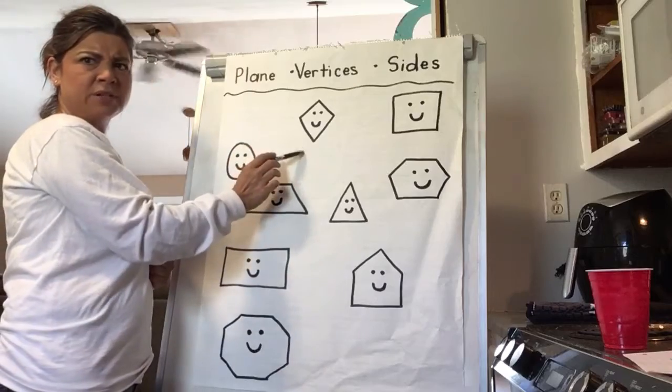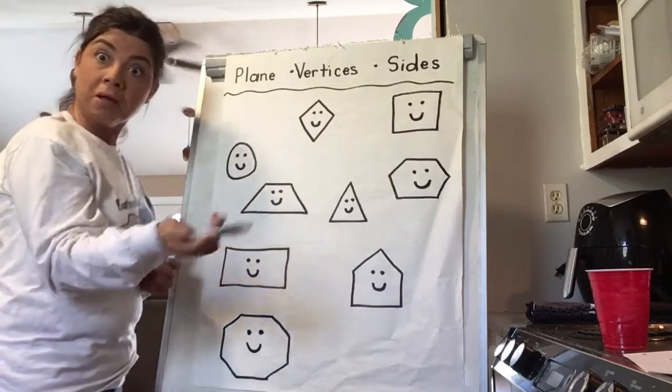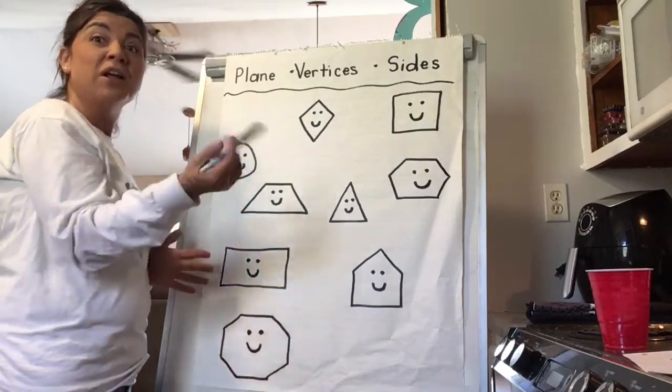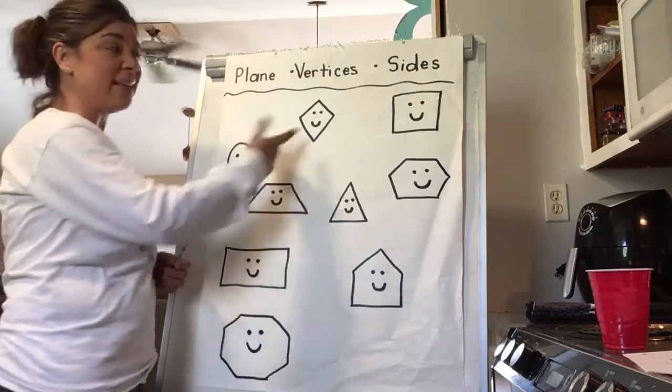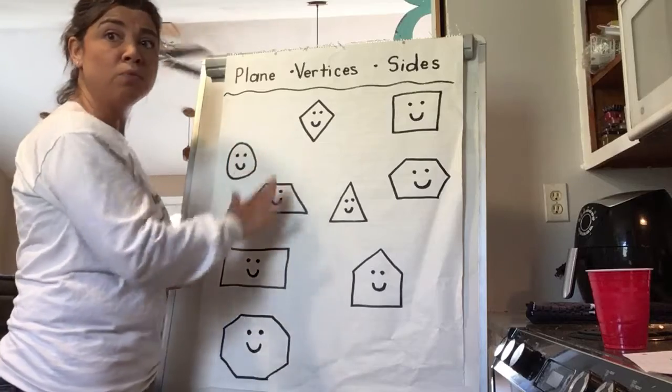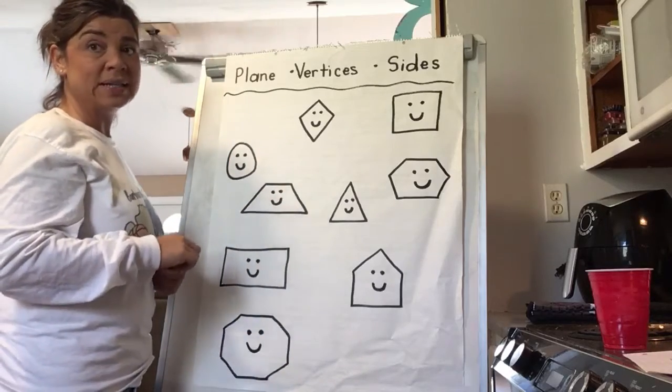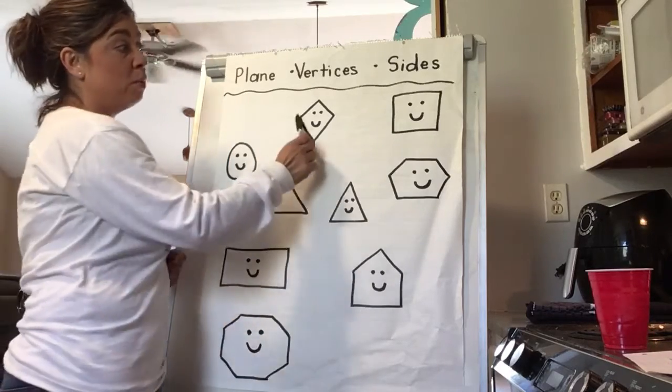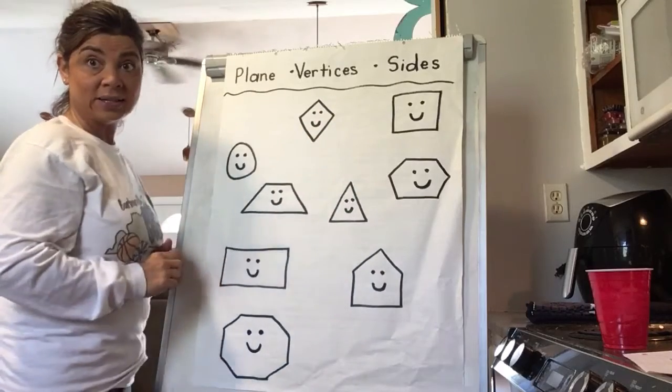Does anybody know what this shape is called? Yeah, it is actually called a rhombus. Some of us will say that's a diamond or that's a kite. That is actually called a rhombus. A rhombus is a two-dimensional shape with 4 sides, okay?